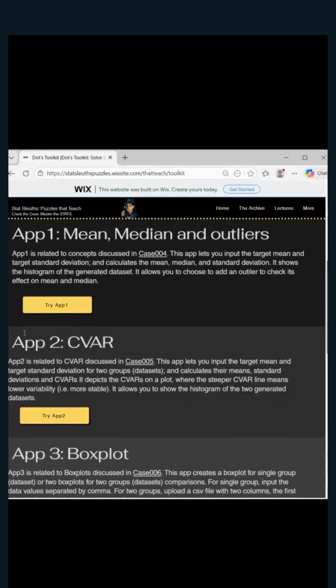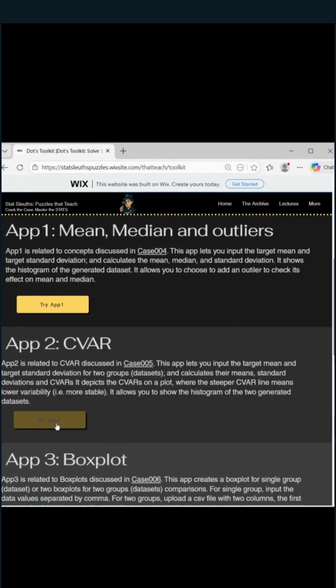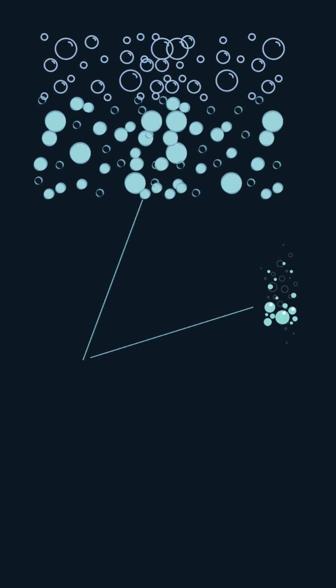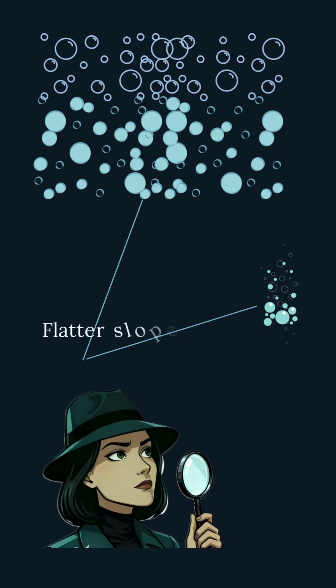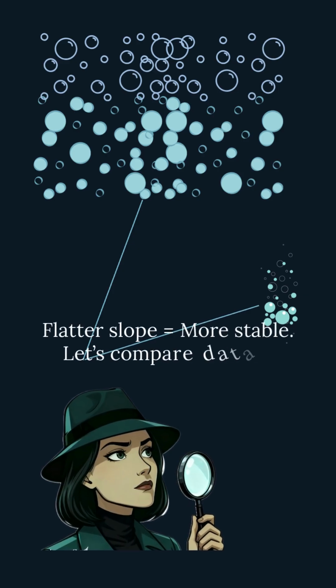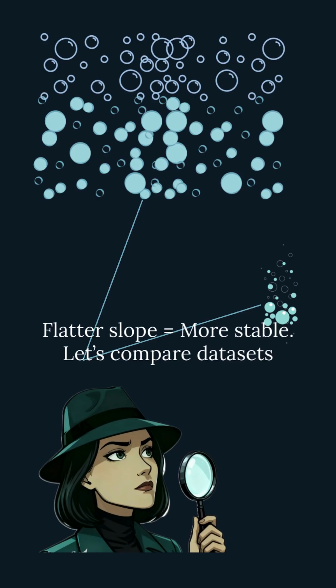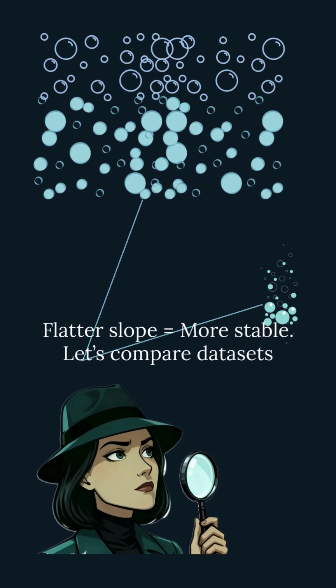This tool lets you generate two datasets with target means and sigmas. Then it plots their CVAR as lines stemming from the origin. Its slope reveals stability. Flatter slope? More stable. Steeper? More erratic.